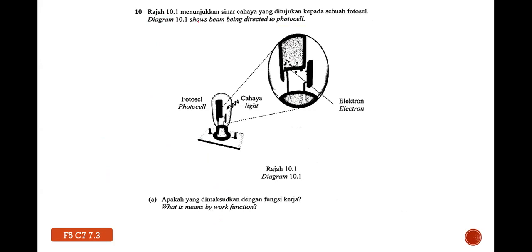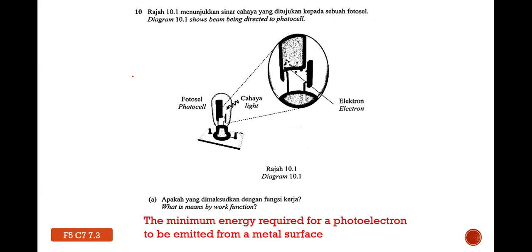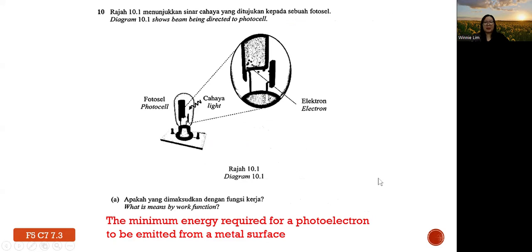Now, diagram 10.1 shows a beam being directed to the photocell. What is meant by work function? Let's get the meaning first. Work function is generally the minimal energy required for the photoelectron to be emitted from a metal surface. So this is the meaning.